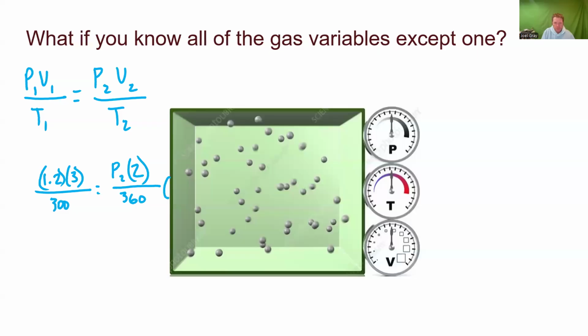I'm going to multiply each side by 360, and I'm going to get 0.012 times 360. And I get P2 equals 4.32 liters.